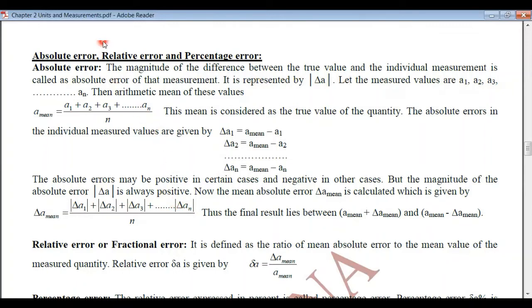Now the final result can be written as A mean plus delta A mean and A mean minus delta A mean. That is, the measured value is lying between A mean minus delta A mean and A mean plus delta A mean. So it can be written as A mean plus or minus the mean absolute error.